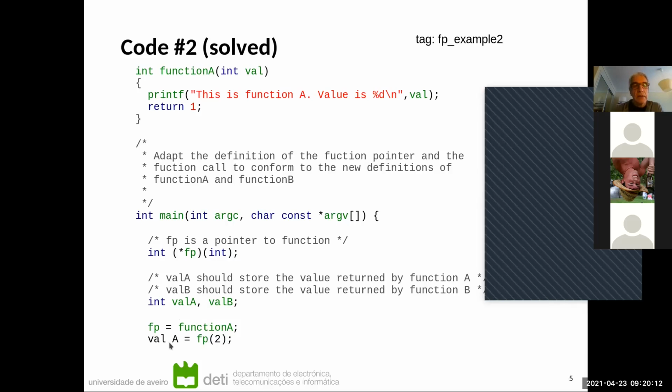By the way, there's an error here. Change this, there was an extra space inserted here. This should be val a equal fp2. And so these function pointers are a very powerful tool in C programming.